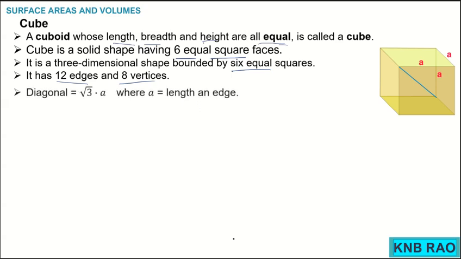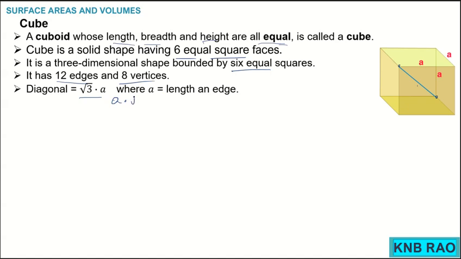Now, its diagonal length. If you observe, if I join opposite corners of a cube, you will get a diagonal, and the measure of the diagonal is root 3 times A, or you can write it as A into root 3. Okay, both are the same. How has this root 3 times A come?